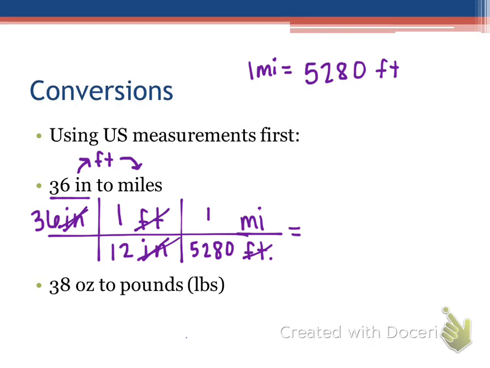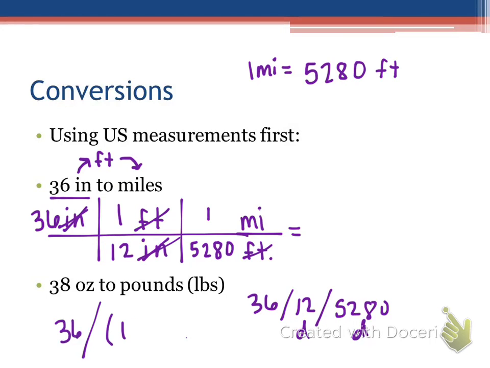In my calculator I like to just do this: 36 divide by 12 divide by 5,280, because these are both in the denominator. You could also do 36 divided by 12 times 5,280. You could do it that way in your calculator.